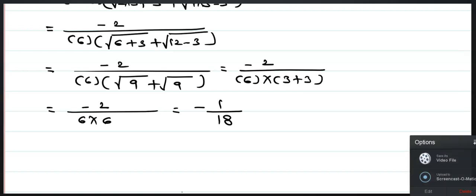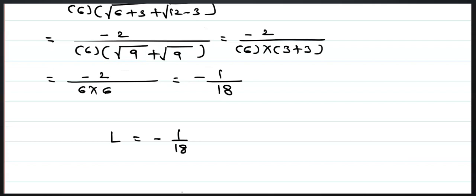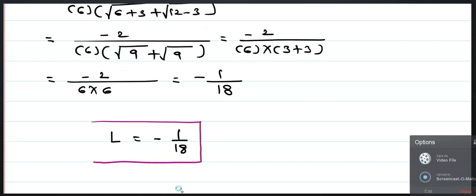That is minus 2 upon 6 into 6, 36. That is minus 1 upon 18. L is equal to minus 1 upon 18.